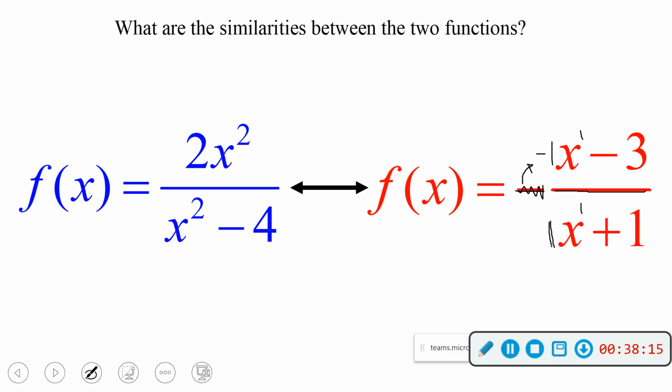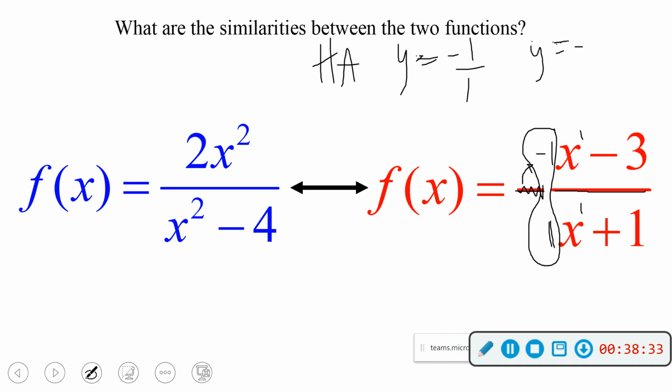And you can identify the horizontal asymptote by taking the top divided by the bottom of those numbers in front of the degrees. They're called leading coefficients. So the horizontal asymptote is always y equals, and it's negative 1 over 1. So y equals negative 1 is the horizontal asymptote. So we've done horizontal and vertical.